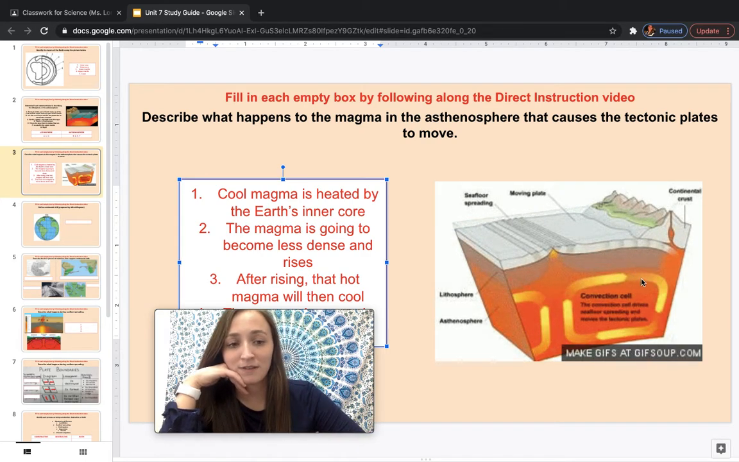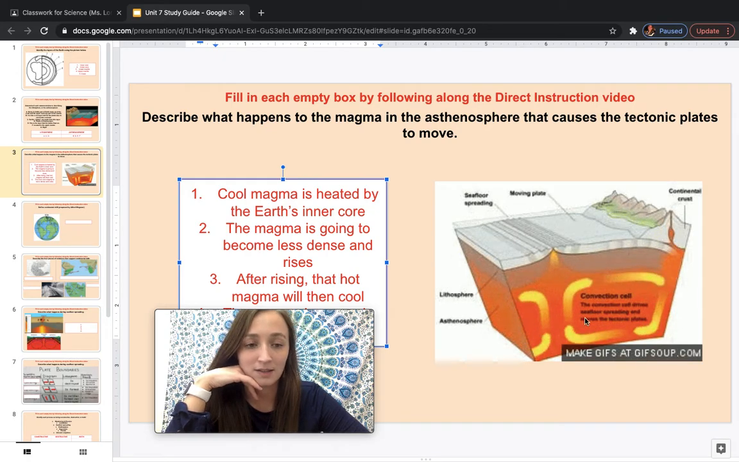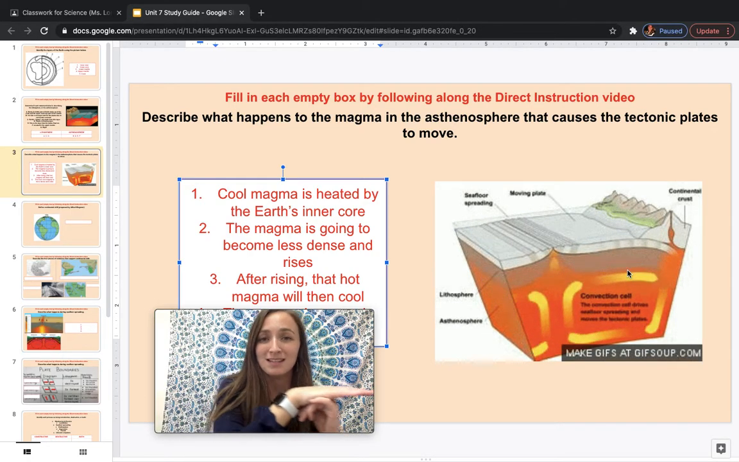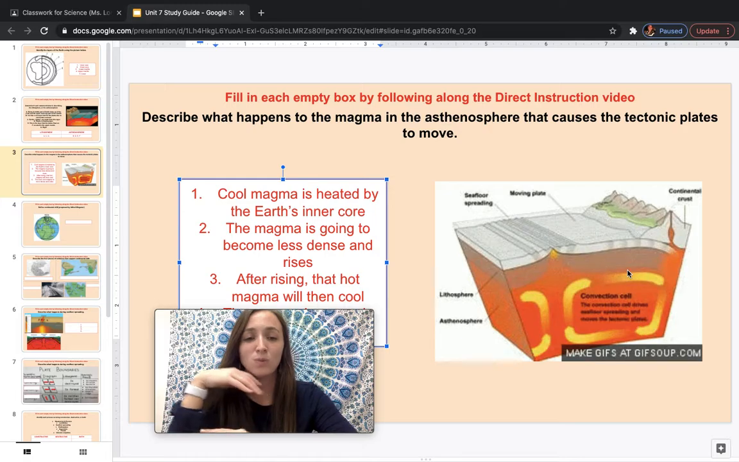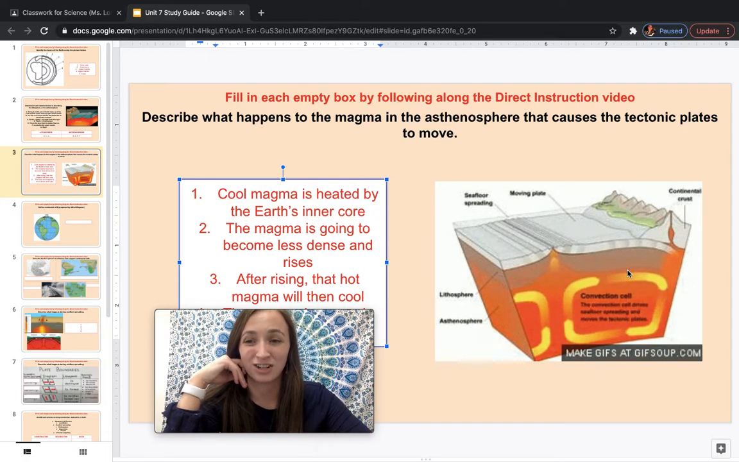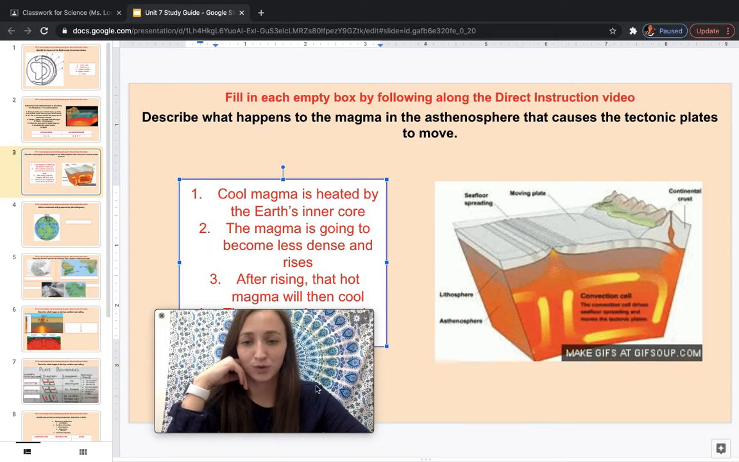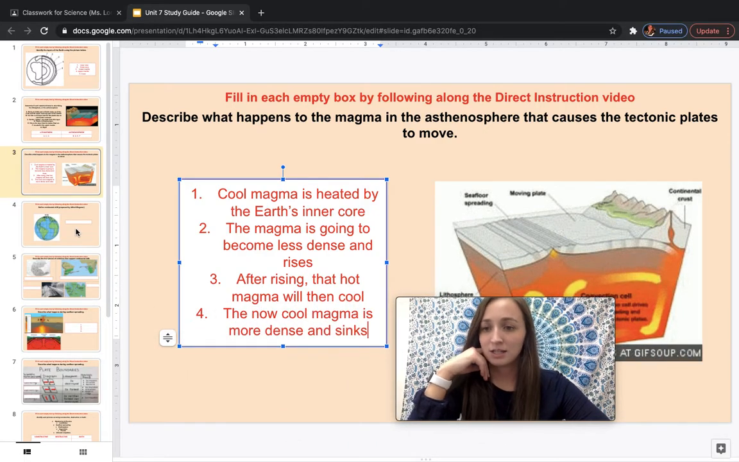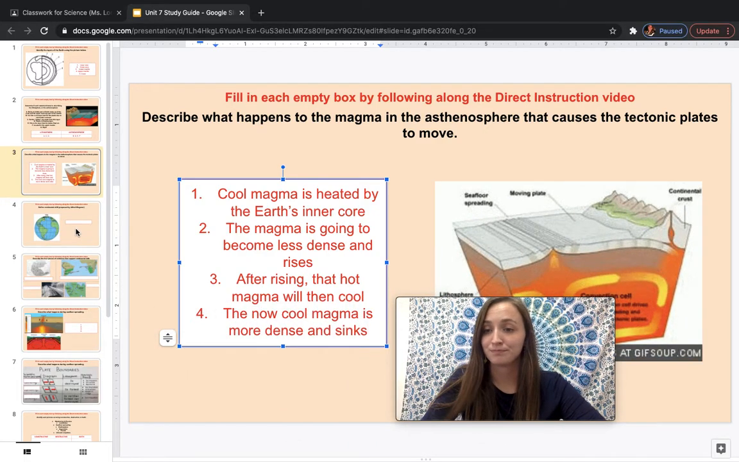So once you have those convection currents constantly happening in the asthenosphere, those tectonic plates, that lithosphere that's sitting on top, that magma is going to cause those plates to move with it. So that is why those tectonic plates are moving, okay? Because of those convection currents. Great. I know it's kind of crazy to think about, but it's what's happening.